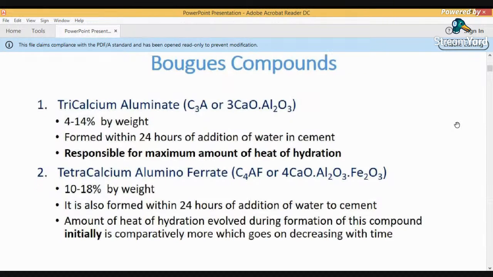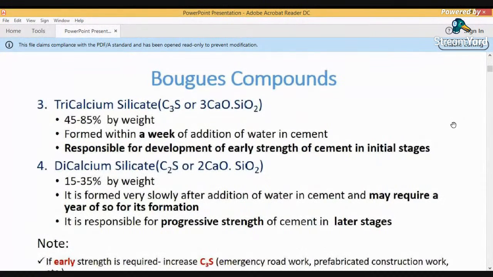The third Bogue compound is called tricalcium silicate.